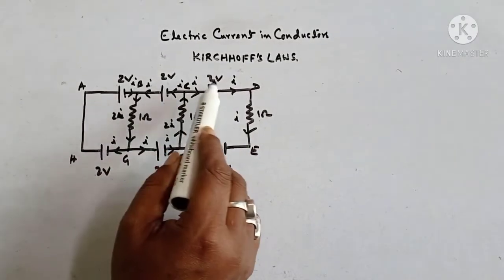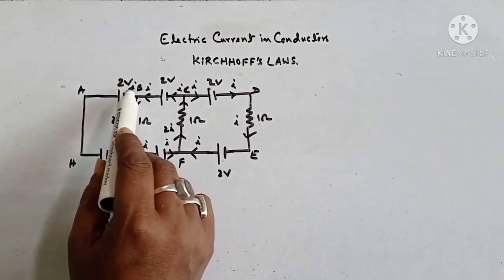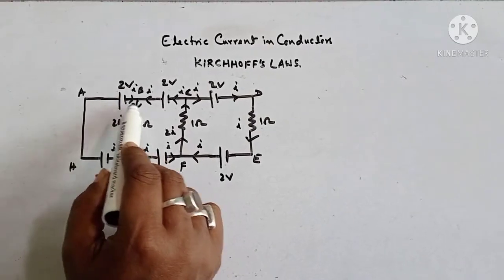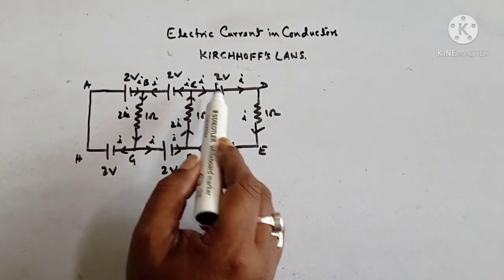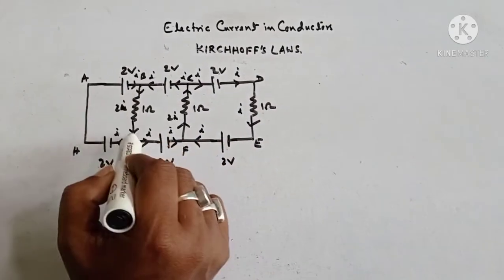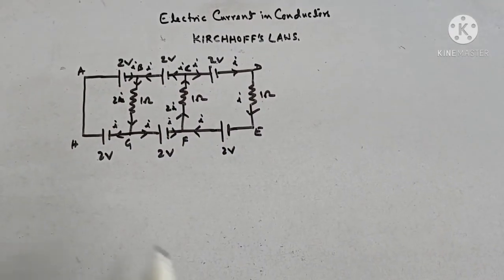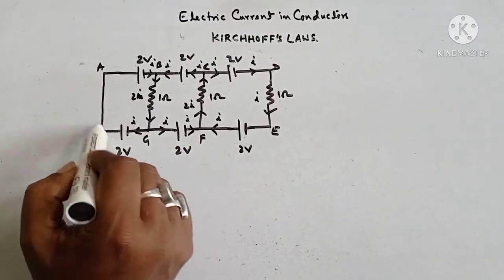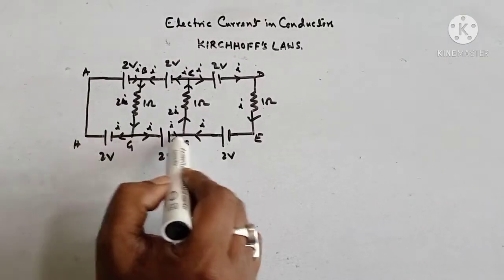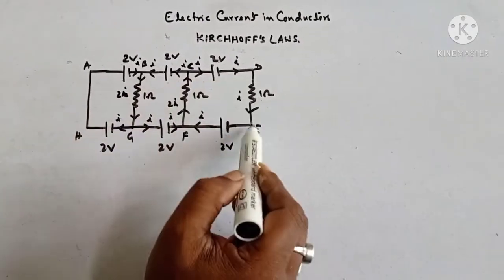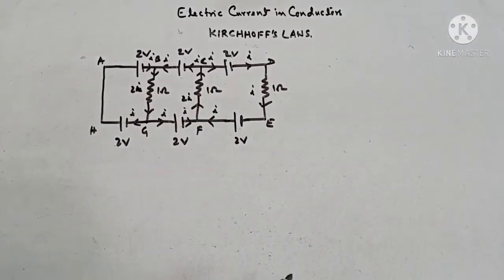Since all these are 2 volts, I have taken the current flowing through each battery as I. So here I have completed the circuit, the flow of the current, and now you can see in each loop the flow of the current is in one direction.